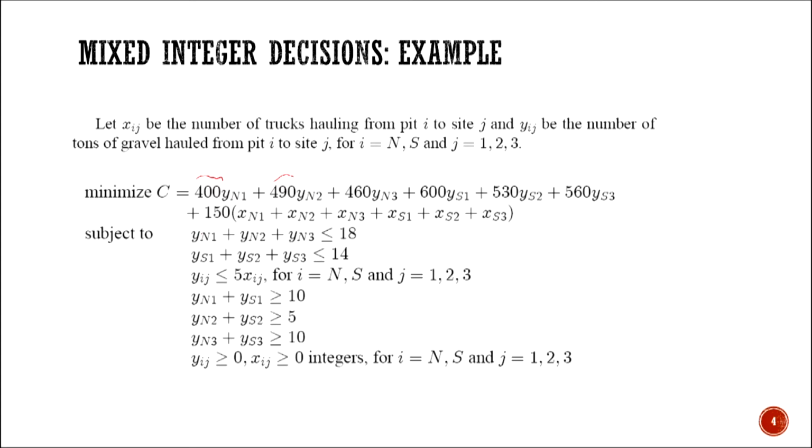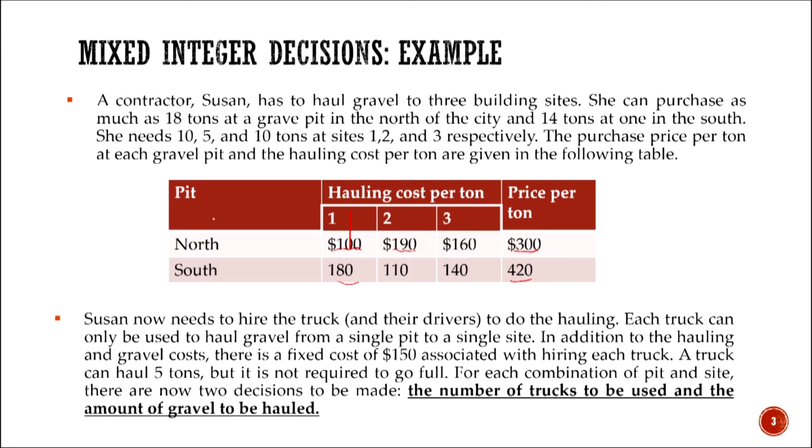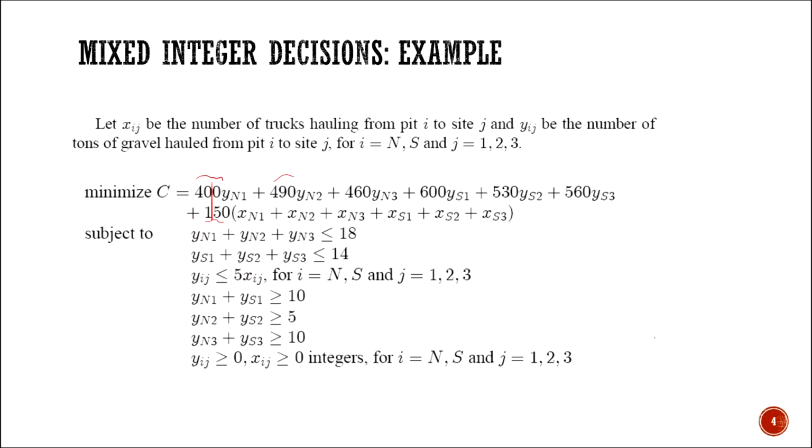We also have a fixed cost, 150 for hiring drivers. So a fixed cost of $150 associated with hiring each truck or driver. So this $150 is the fixed cost, so we can take it out, and then we have the x sub ij depending on the number of trucks that we are going to assign between each pair of pit and site. Then we have that fixed cost.